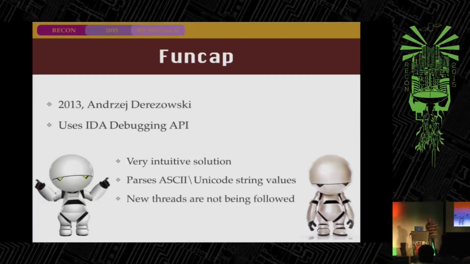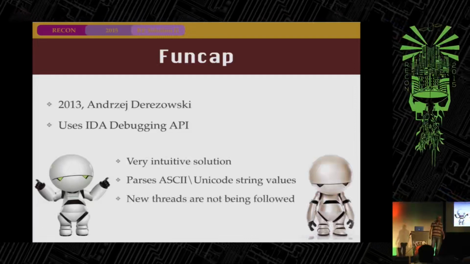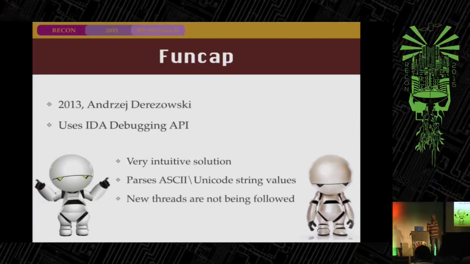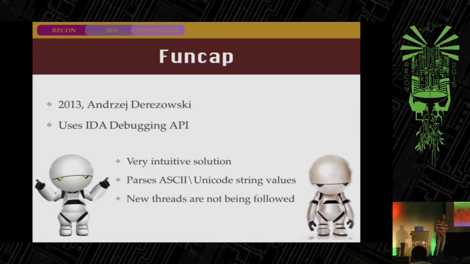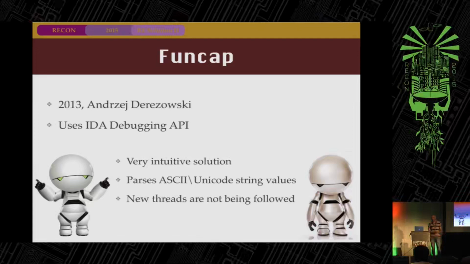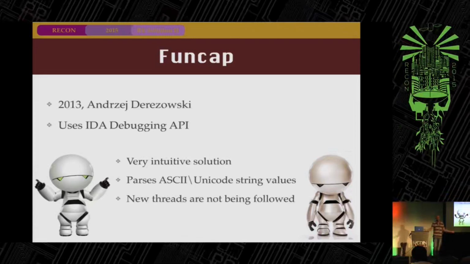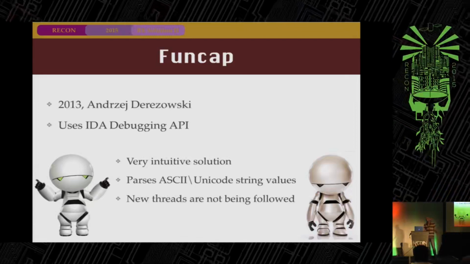Now, the cons about it is that it doesn't really follow any new thread. So if your executable is creating any new thread, then FunCap will be completely blind to it. And that could actually be a problem when dealing with almost every binary we're working with.